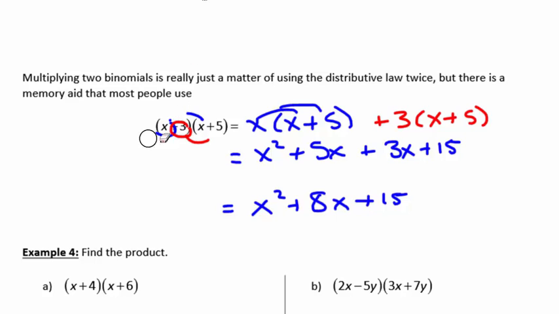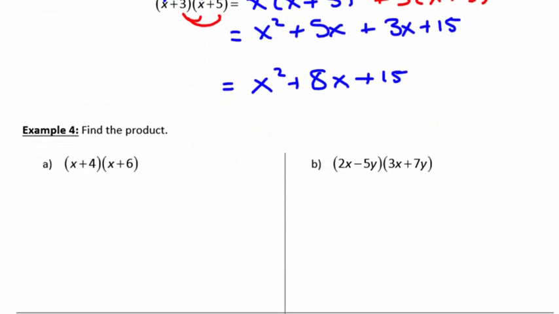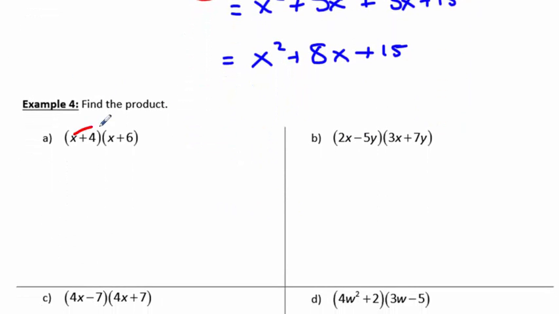So instead of having to write the first line out here, what most people do is remember that since x is going to be multiplied by the entire second parenthesis, we'll just go ahead and multiply it by both parts in it. Same thing for the 3. Let's go ahead and multiply both parts in the parenthesis. So let's find our product here.